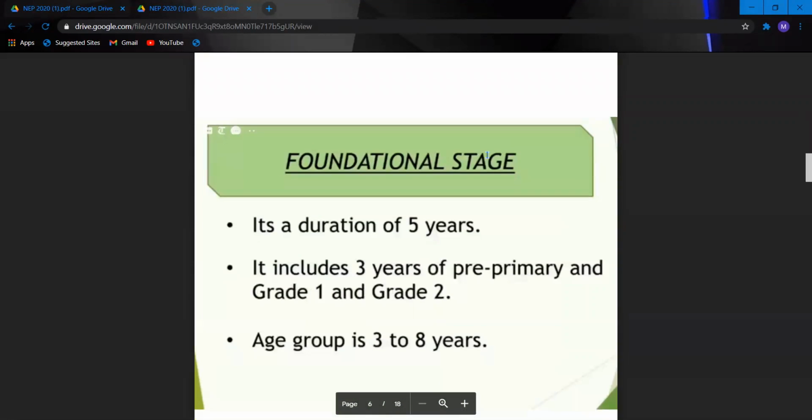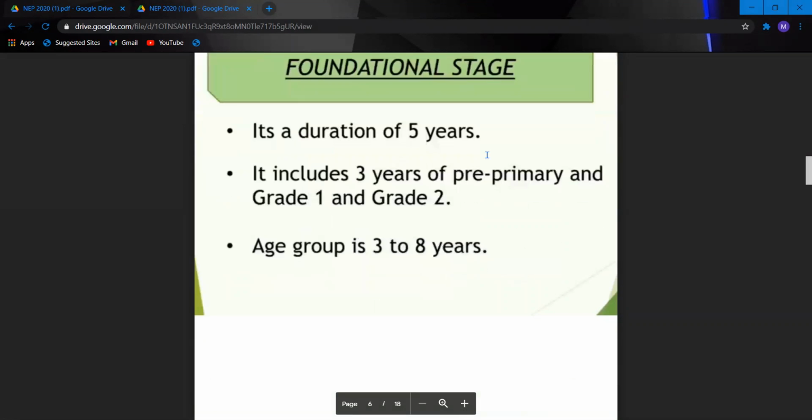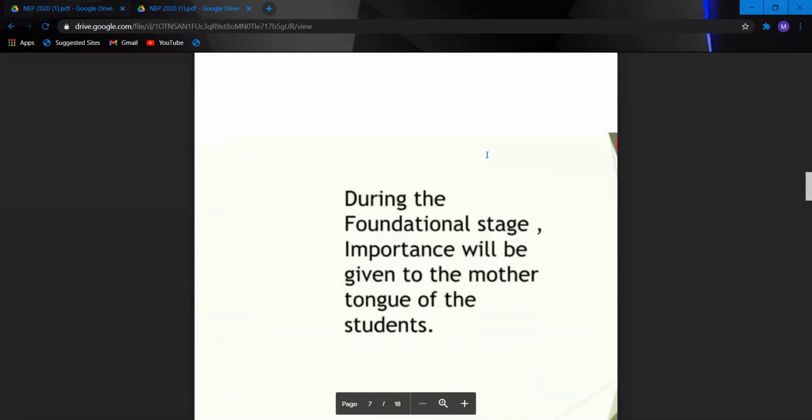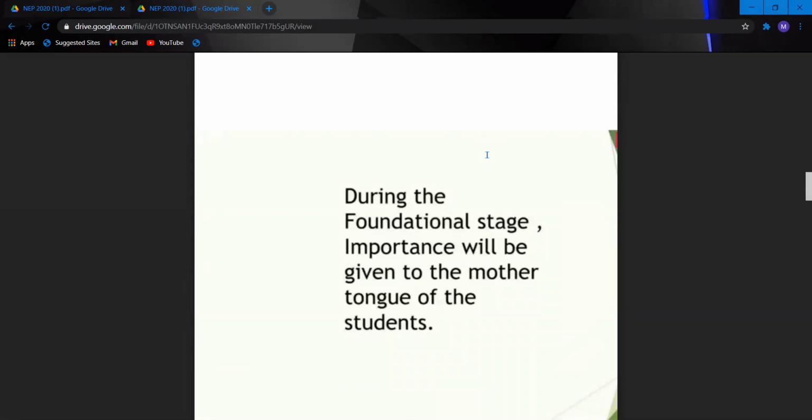So when we talk about the foundational stage, it has a duration of 5 years and it includes 3 years of pre-primary and grade 1 and grade 2 children. The age group of this foundational stage will be 3 to 8 years. During the foundational stage, importance will be given to the mother tongue of students because it is believed that at this stage, children are more comfortable in their mother tongue and they can express themselves effectively in it.